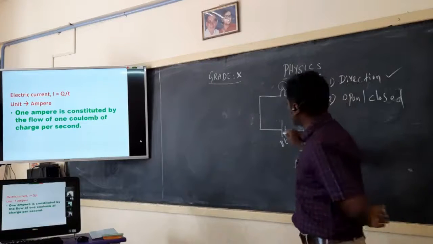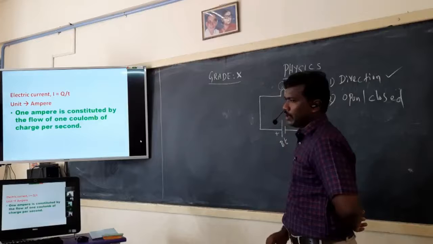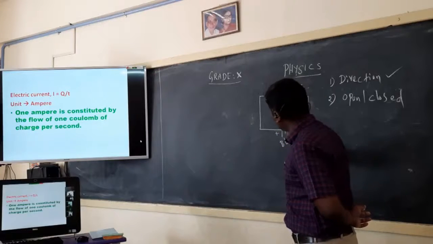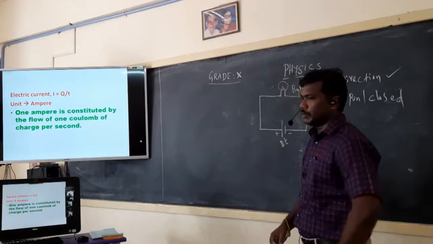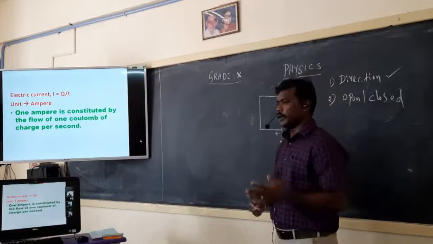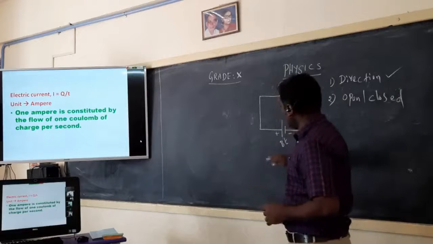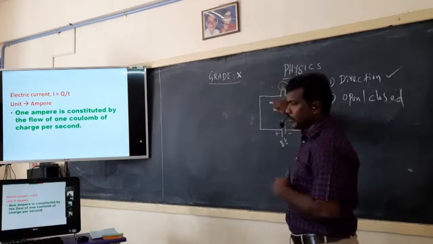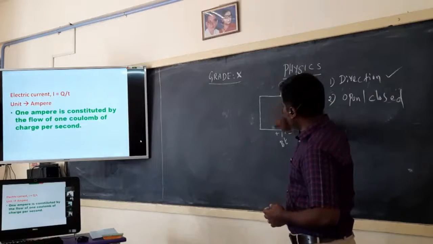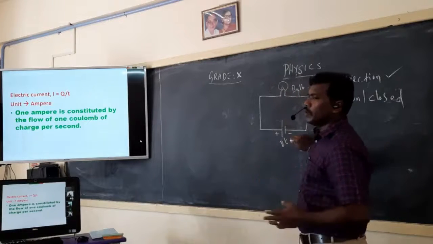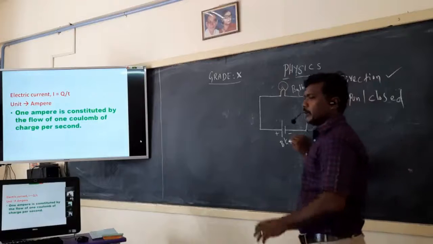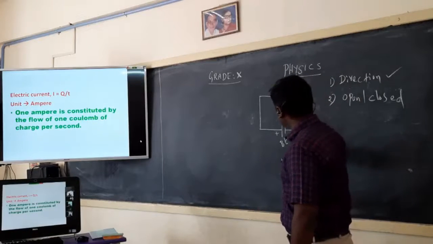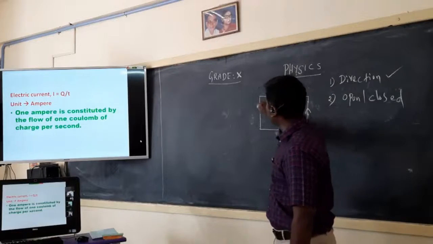Okay, right. Now consider this is the positive terminal. The long polarity is the positive terminal. This short point is called the negative terminal of the battery. You already studied these things in the lower classes. If you connect a battery and bulb in a particular circuit, the electron flows from the negative terminal of the battery to the positive terminal of the battery. So this is the direction of flow of electron.